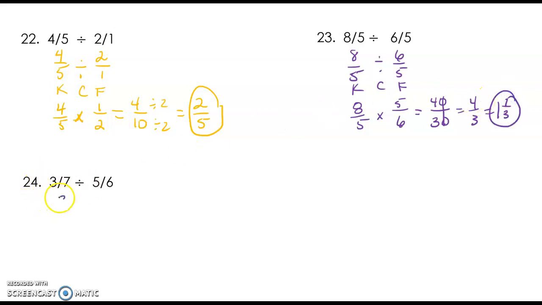Okay, 24, I have 3/7 divided by 5/6. I'm going to change, flip. 3/7 times 6/5 is 3 times 6 is 18. 7 times 5 is 35. I don't think anything can go into that, so I'm just going to call that my answer.